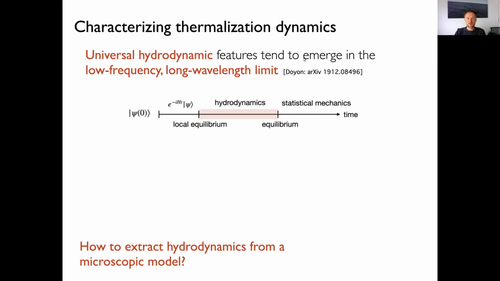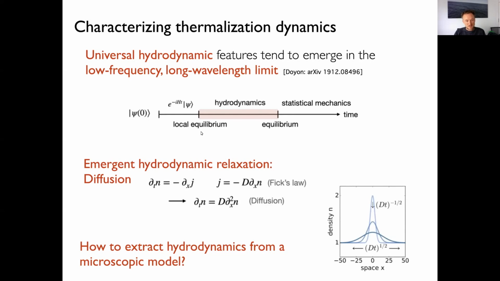When we assume that the system at long times thermalizes, then the equilibrium state will be described by only a few conserved quantities, such as the energy or the particle number of the state. And then there's this intermediate regime where the system relaxes to the equilibrium state in a universal way. And this is exactly the regime that we are interested in.